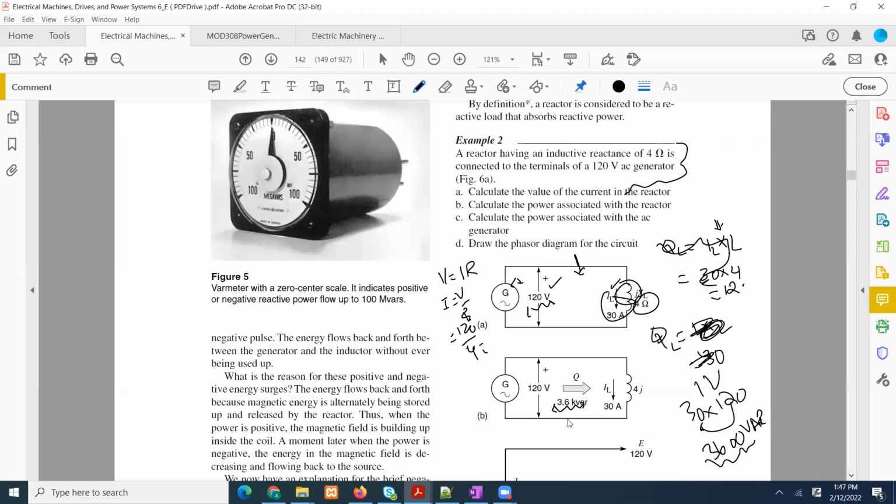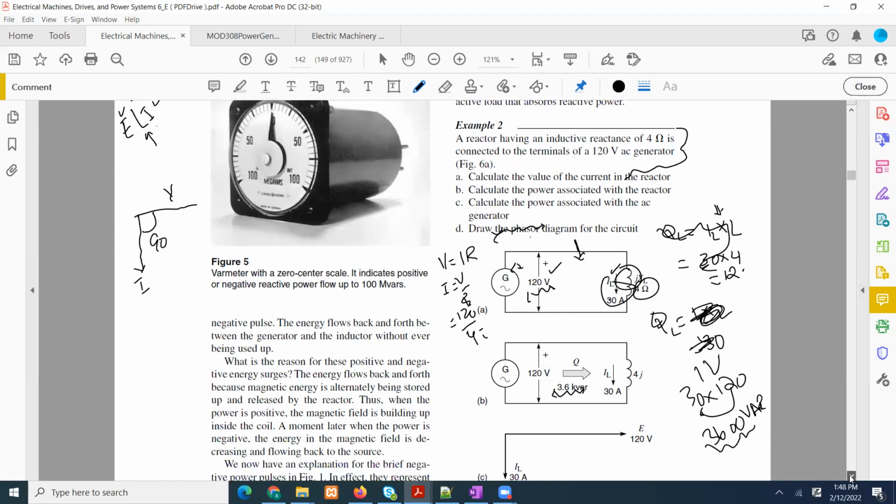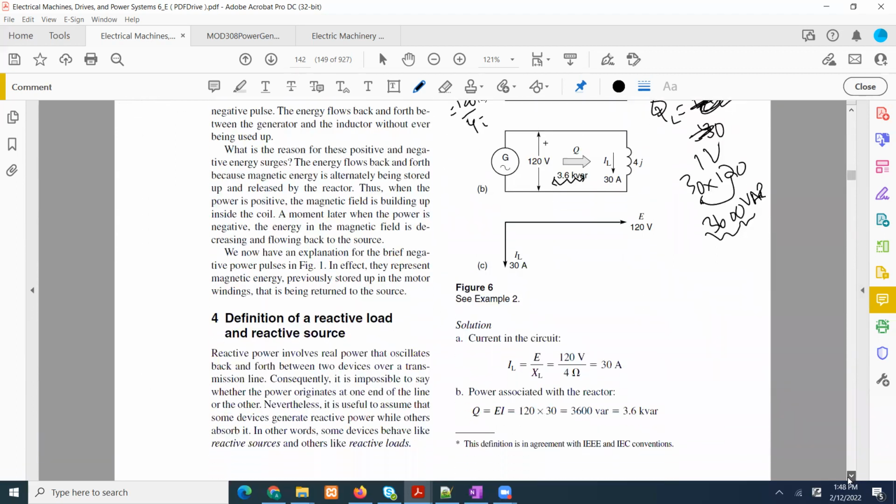Now, for the inductor, it says draw the phasor diagram. The phasor diagram is very easy. We know that for an inductor, the current is lagging by 90 degrees. So this is the current and voltage. And if you don't remember, just remember ELI. That means voltage leads current, and this L stands for inductor. So that is that.